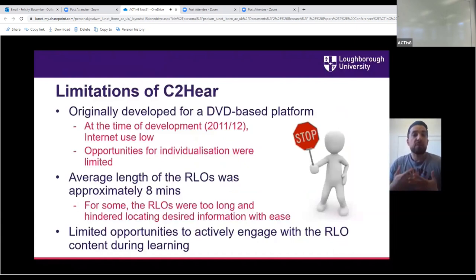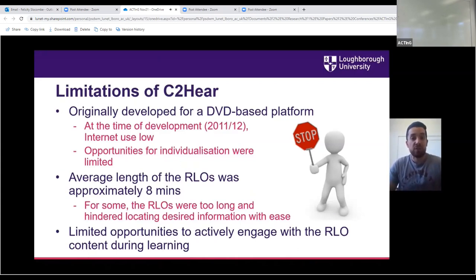Now, critically, there are some limitations to the original RLOs, which we subsequently branded See to Hear. They were originally developed for a DVD-based platform because at the time of development, which was almost a decade ago now, we found that internet use in first-time hearing aid users was rather low. In addition to this, the opportunities for individualization and interactivity were rather limited, again, because of this DVD-based platform.